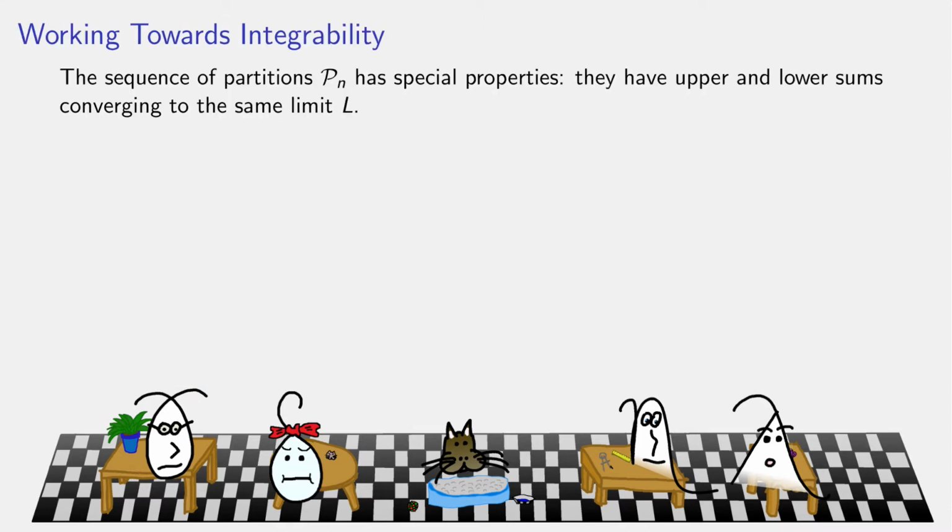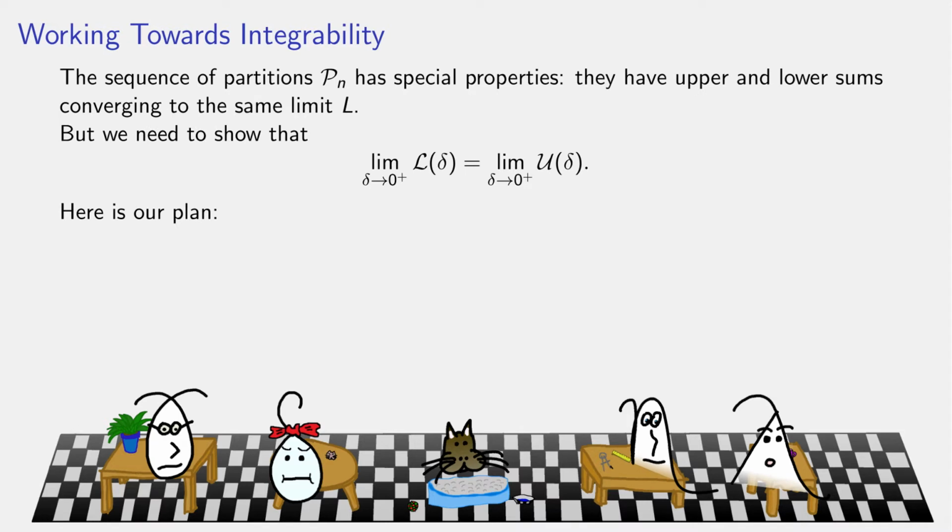Okay. So we made a very specific sequence. It's a sequence of partitions whose upper and lower sums have the same limit, which is not quite the same thing as showing that for any partition whose diameter is less than delta, this function of infima of all lower sums and this function of suprema of all upper sums share the same limit. This would be Darboux integrability. This is what we're working towards.